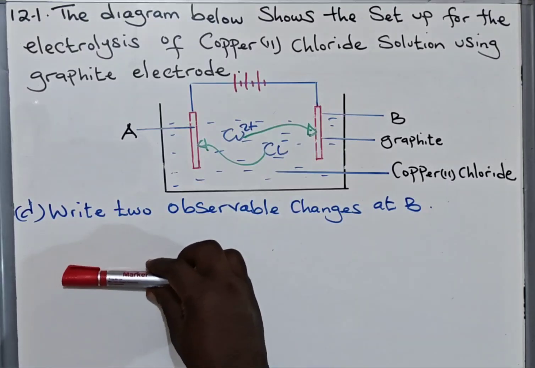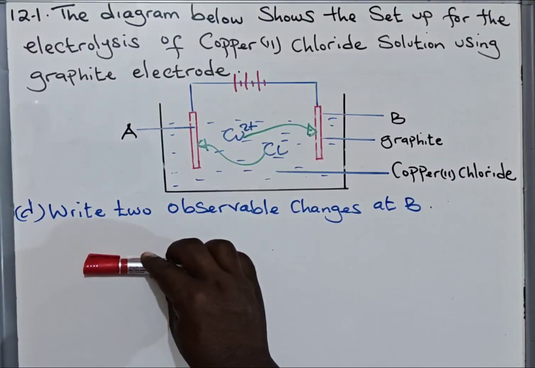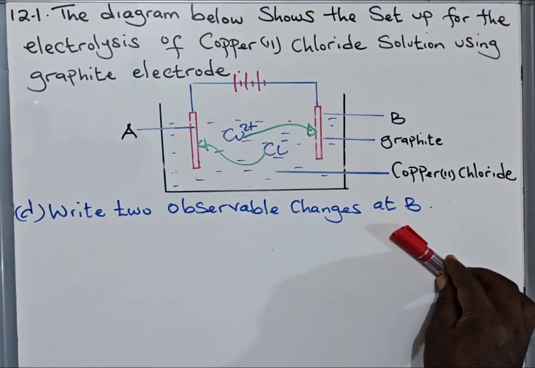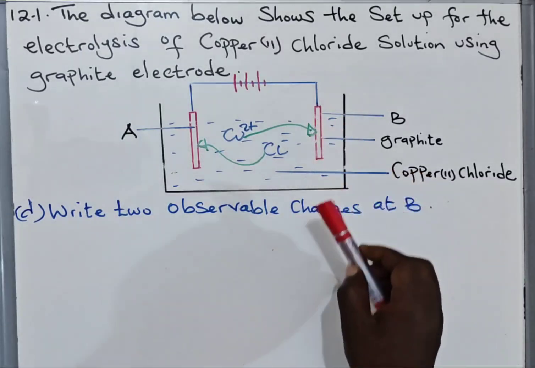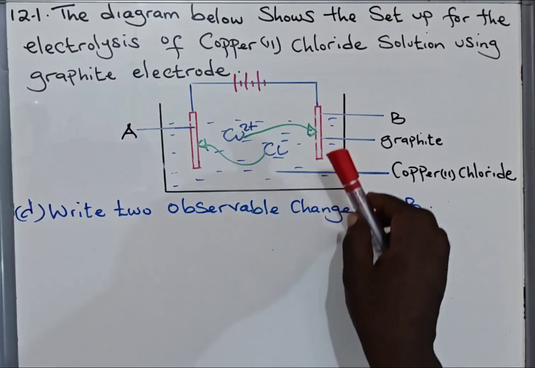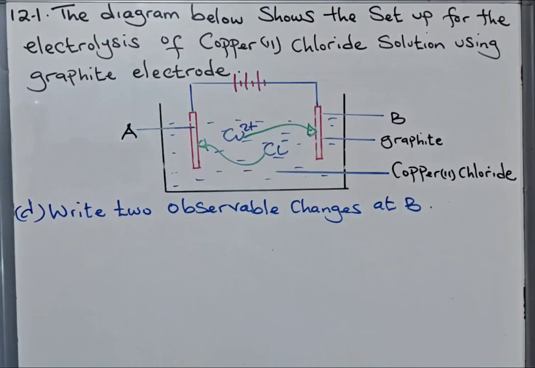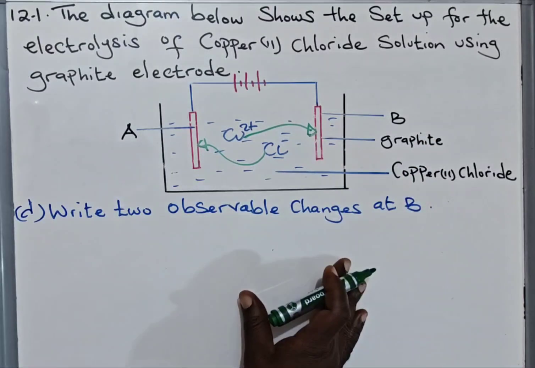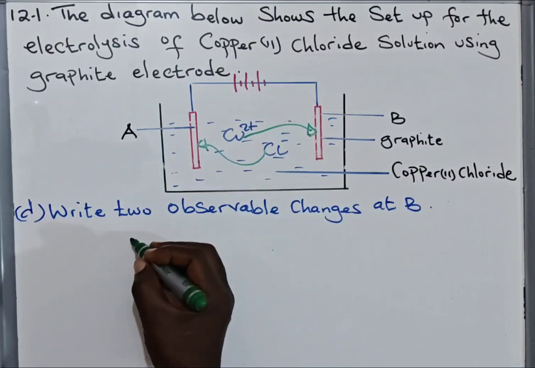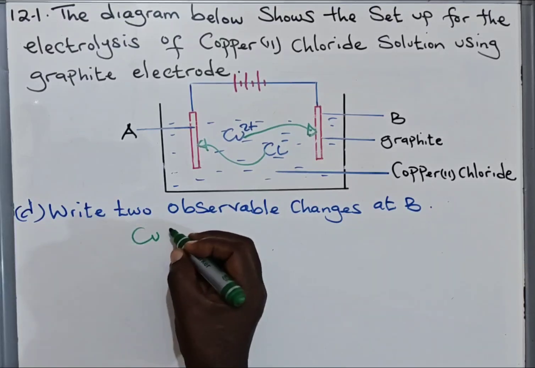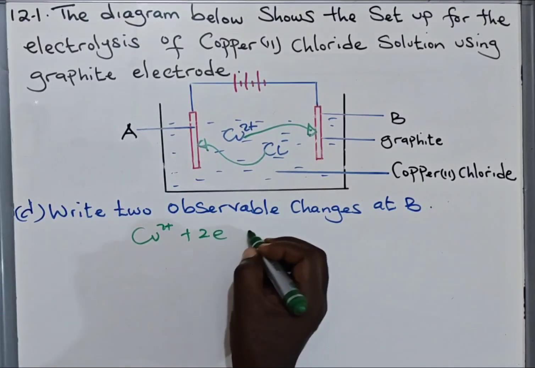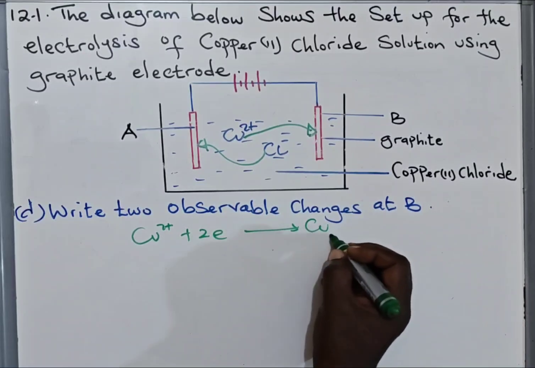Yeah, then we come to this question. It says write 2 observable changes at B. Yes, this is our B which is cathode. So to answer this question, what do you do? We need to look at the equation which took place at B. Okay, what did we see at B? We saw that copper 2+ ions became reduced to copper solid.